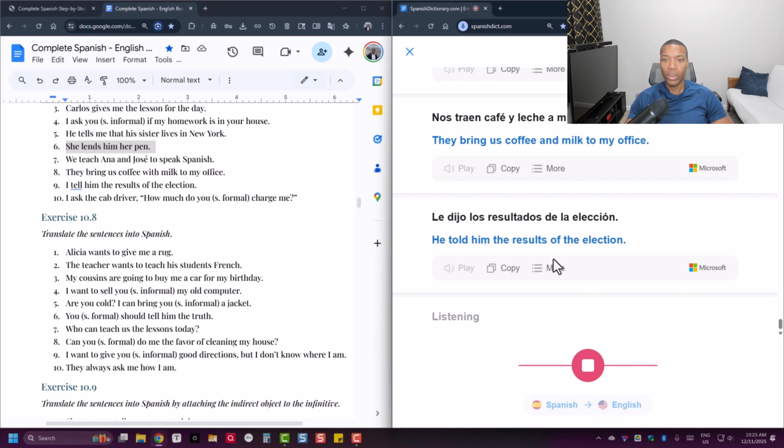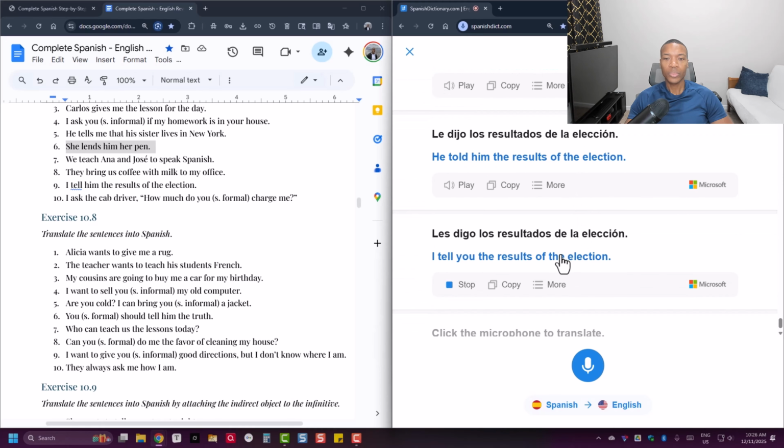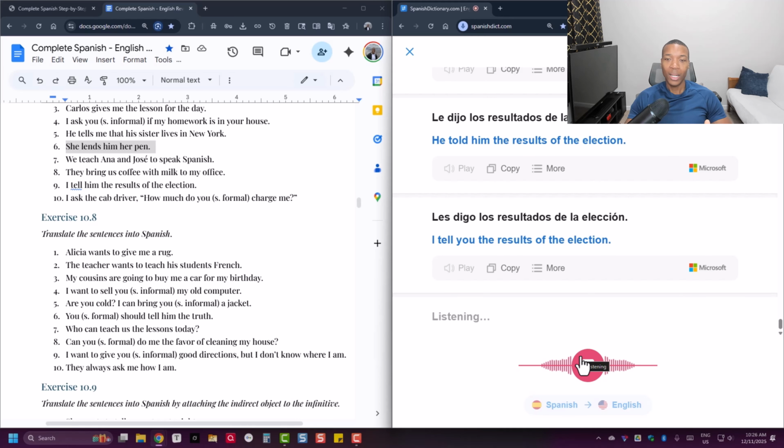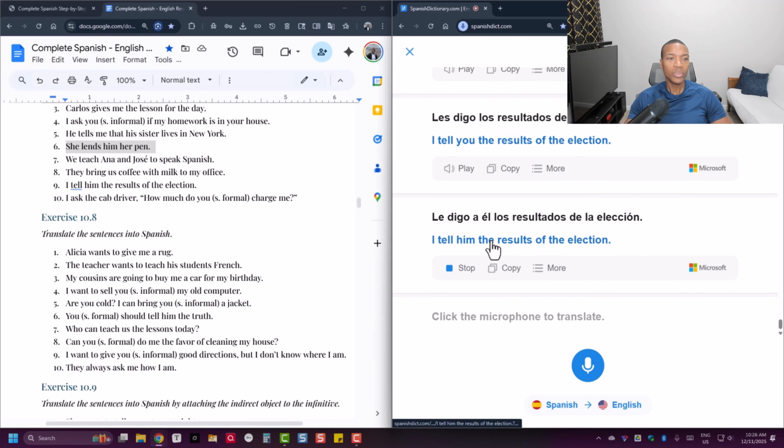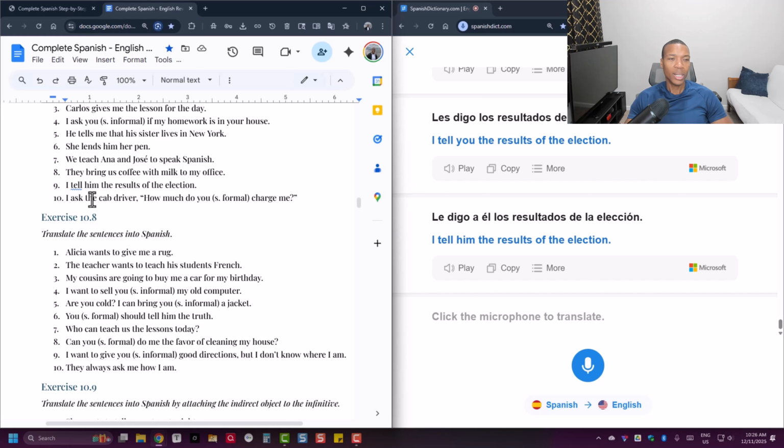Le digo los resultados de la elección. I tell you the results of the election. Okay, let's try it again. Le digo a él los resultados de la elección. I tell him the results of the election. All right, number 10. I asked the cab driver, how much do you charge me?